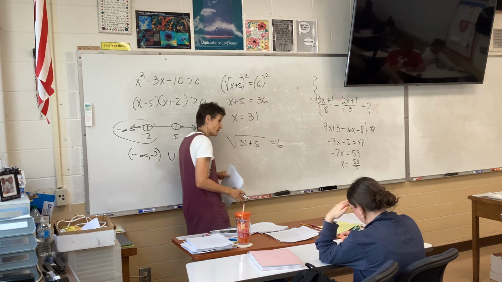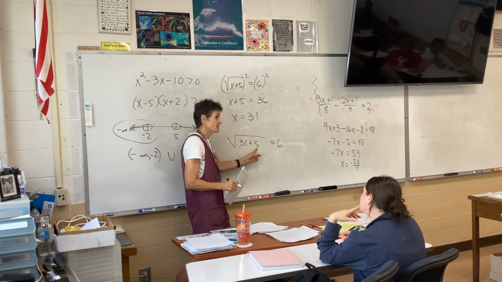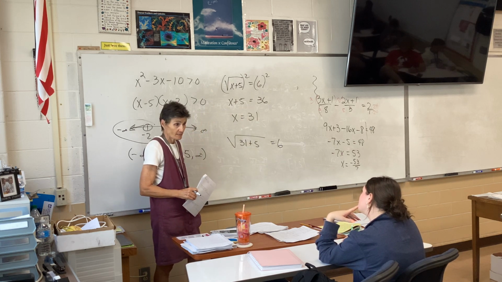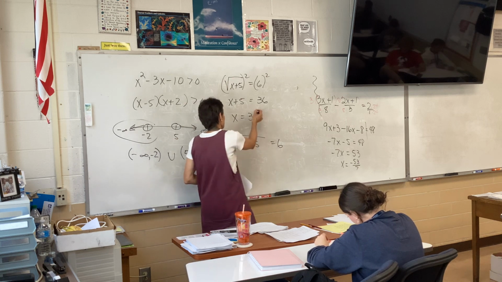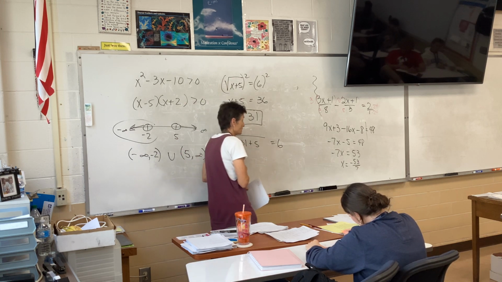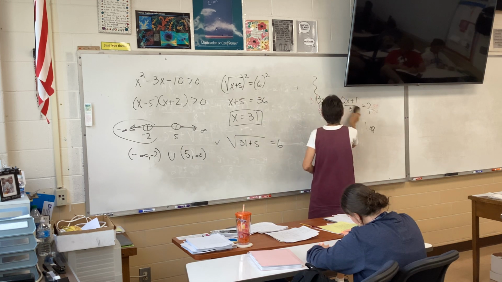So if you don't want to check, that's on you. Does this one work? 31 plus 5 is 36, and the square root of 36 is 6. All good. This is the answer, 31. This is my check, which I highly recommend, but I'm not marking it wrong if you don't do it.